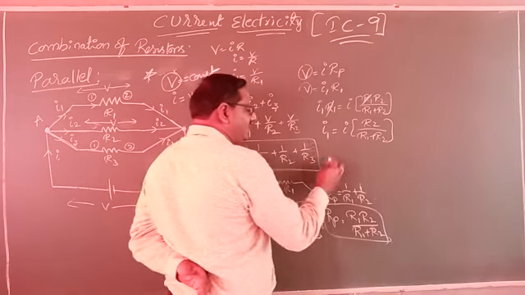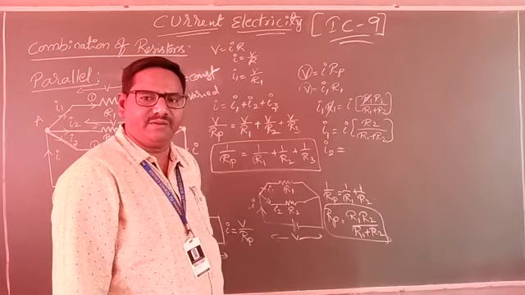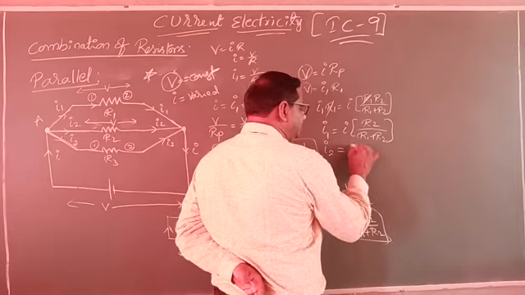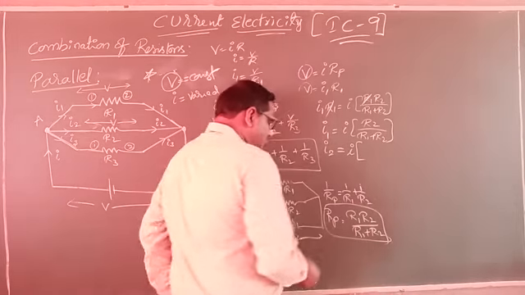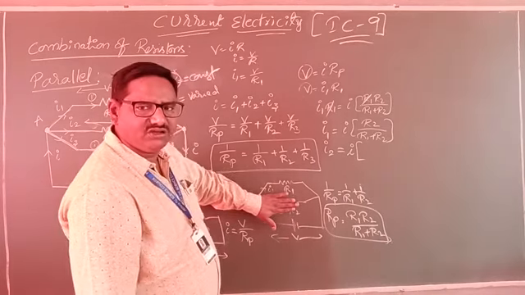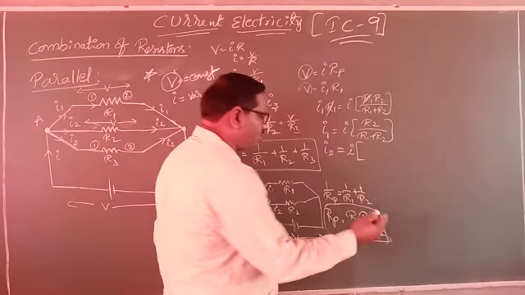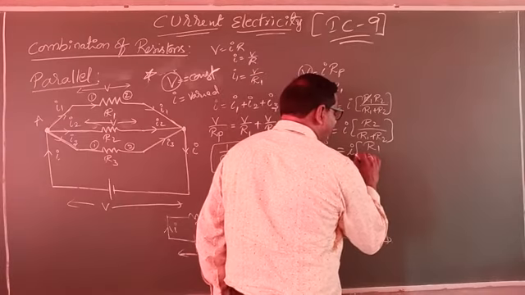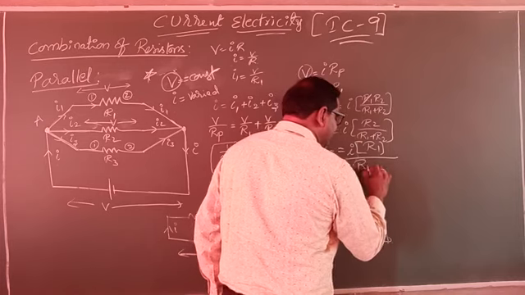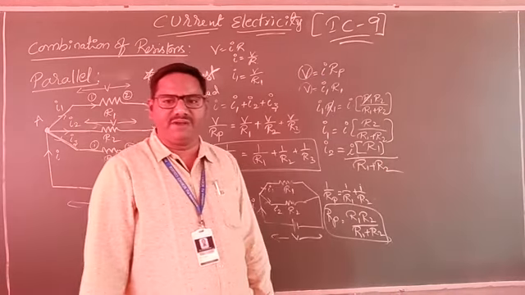Similarly, if I want the current I2, the current in the second branch, how can you write? The total current is I. Now you want the second branch current, so the opposite branch resistance is R1. So I into R1 by the total resistance R1 plus R2.